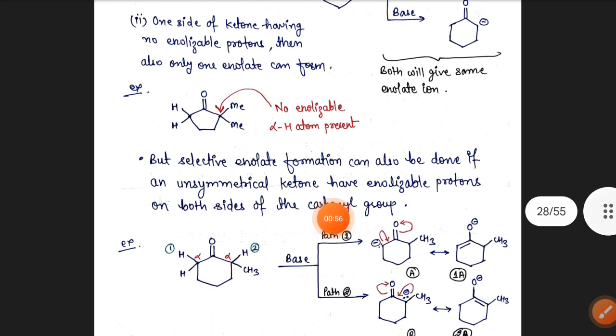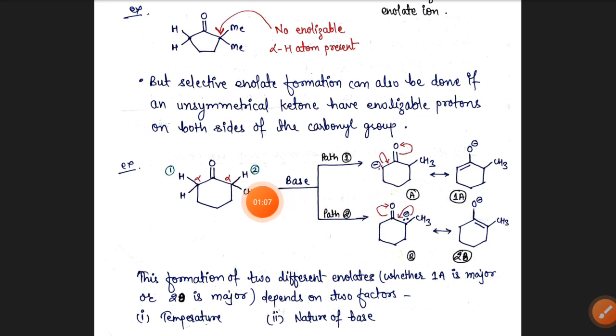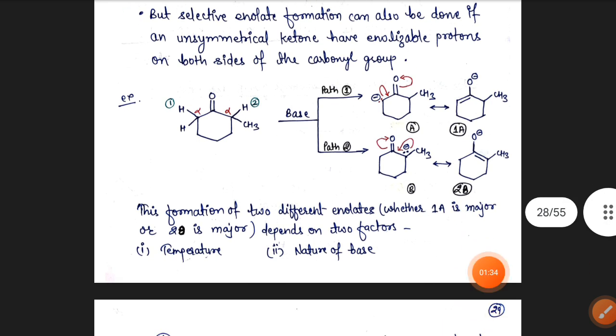But selective enolate formation can be done if an unsymmetrical ketone has enolizable protons on both sides of the carbonyl group. If there is a CH3 group on one side and a CH2 group on the other, there are two paths for enolate formation, path 1 and path 2. These hydrogens are active, and this hydrogen is also active. So two enolates can form, but which one is more stable?